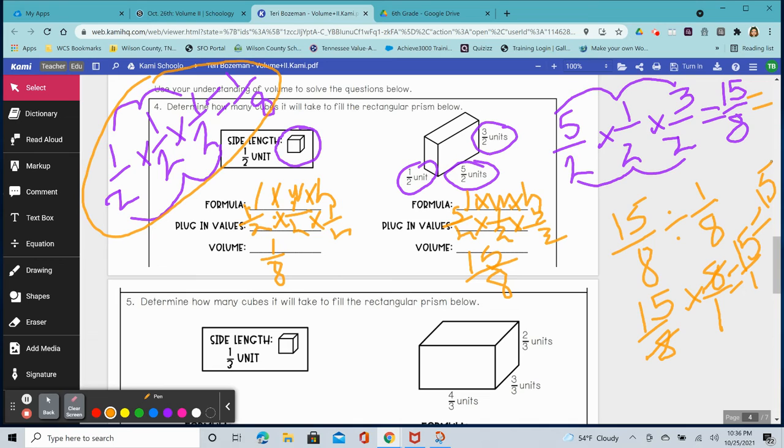So, 15 cubes, 15 of the small cubes can fit in the larger rectangular prism here. And you might have known that if each little one is 1/8, and you need a total of 15/8, you probably could have done that in your head without actually dividing it. But just to get the process and the steps down, it's good that we went ahead and did this.